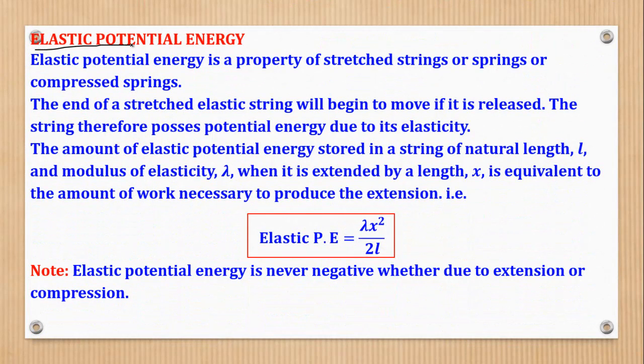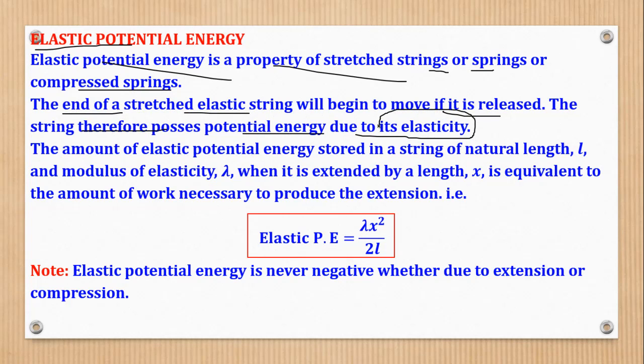What we shall go to now is what we call energy. So when a string or a spring is stretched, energy is stored in that string or that spring. And that energy stored is called elastic potential energy. So elastic potential energy is a property of stretched strings or springs or compressed springs. The end of a stretched elastic string will begin to move if released. The string therefore possesses potential energy due to its elasticity.